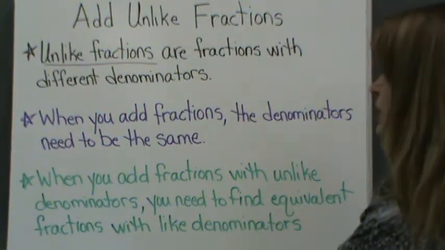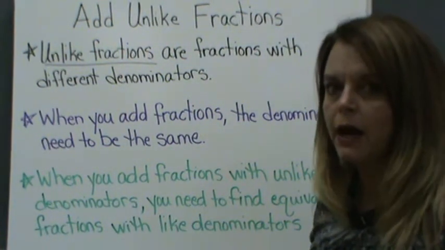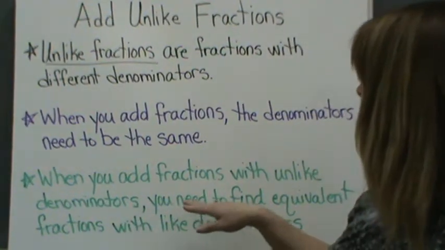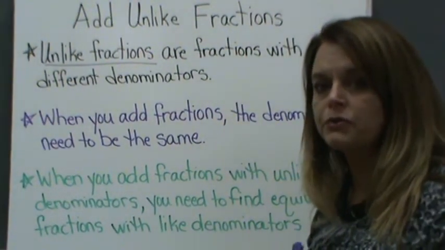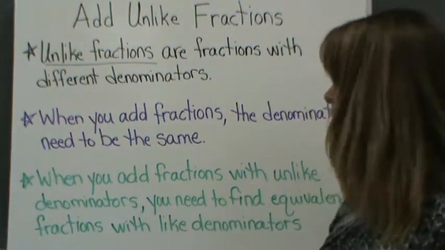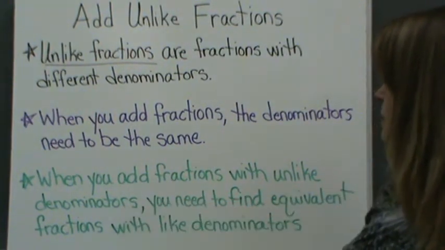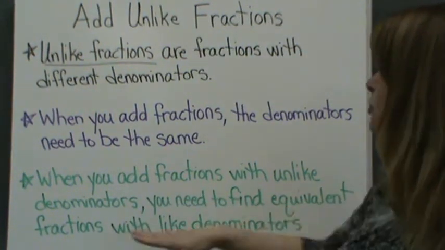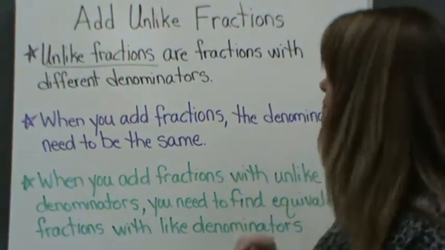When you add fractions with unlike denominators, if you have an equation where you're adding 1/2 plus 1/6, first thing you need to do is to find equivalent fractions for both of those fractions, but they have to have like denominators. When you add fractions with unlike denominators, you need to find equivalent fractions with like denominators.